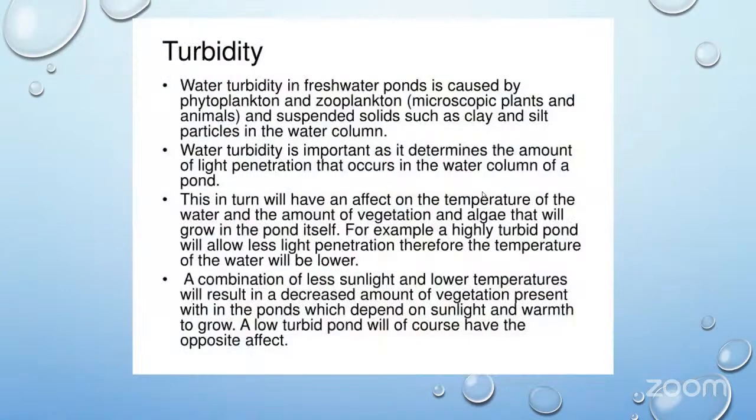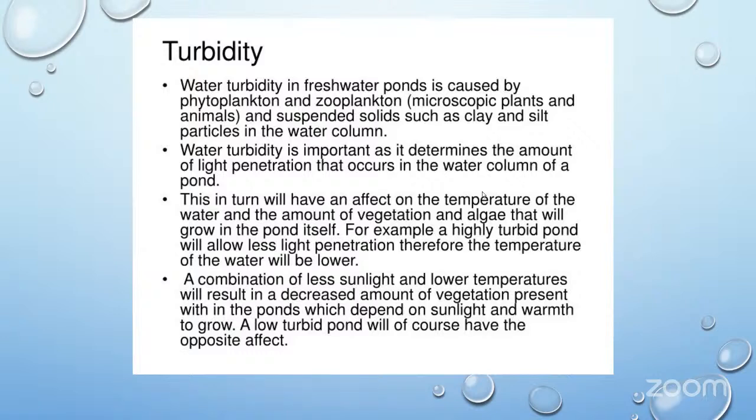Now, what is turbidity? Water turbidity in freshwater ponds is caused by phytoplankton and zooplankton, which are microscopic plants and animals, and suspended solids such as clay and silt particles in the water column. Water turbidity is important as it determines the amount of light penetration that occurs in the water column of a pond. This in turn will have an effect on the temperature of the water and the amount of vegetation and algae that will grow in the pond itself.